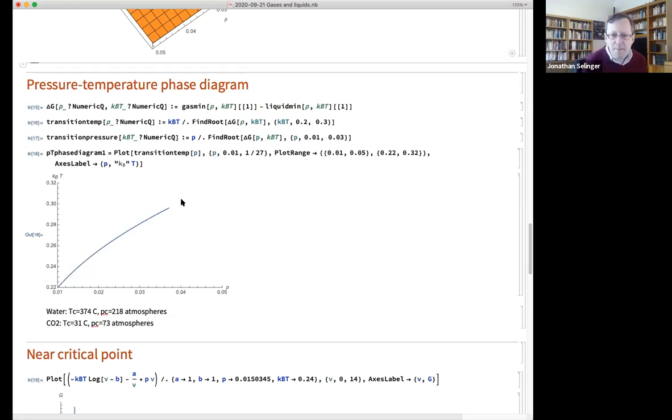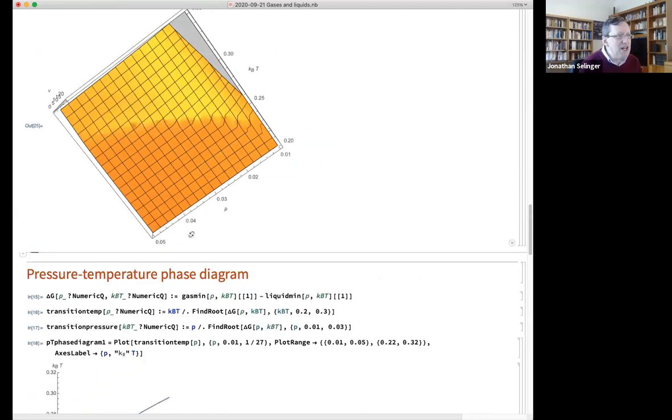Okay, so that's what I'm going to talk about today. First, let's see if we can just find the critical point algebraically. We found it graphically before.